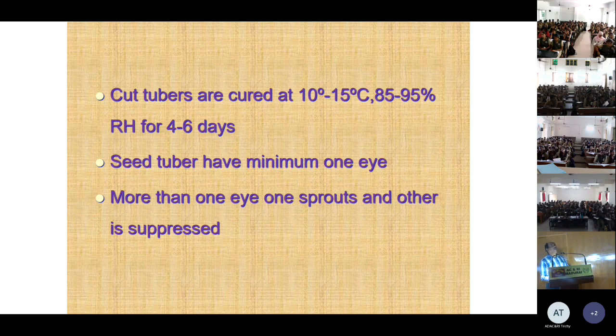As well as, the cut tubers are cured at 10 to 15 degrees centigrade with a relative humidity of 85 to 90% for 4 to 6 days. Each seed tuber should have a minimum of one eye. With more than one eye, one sprouts and the others are suppressed. Next.